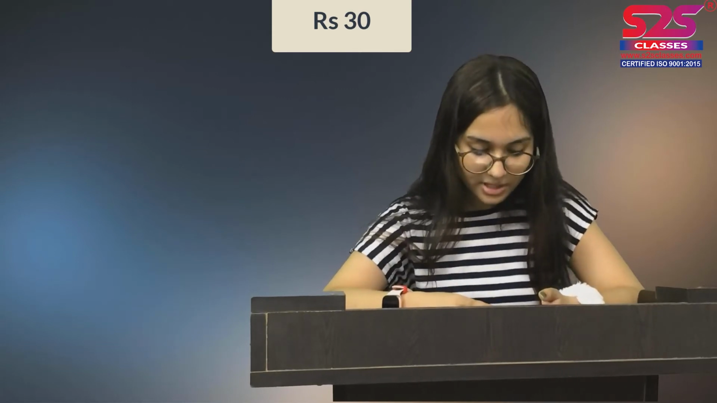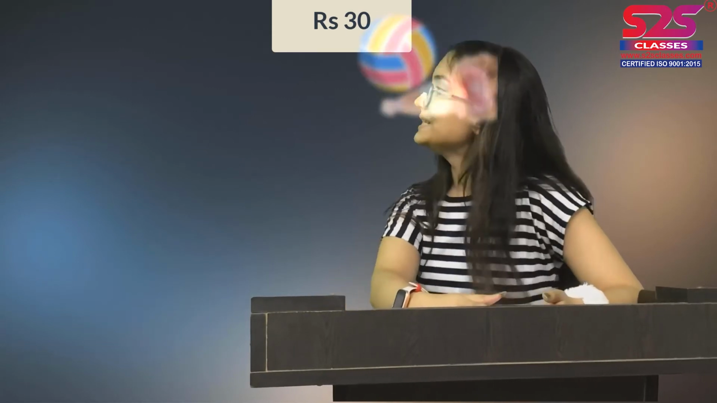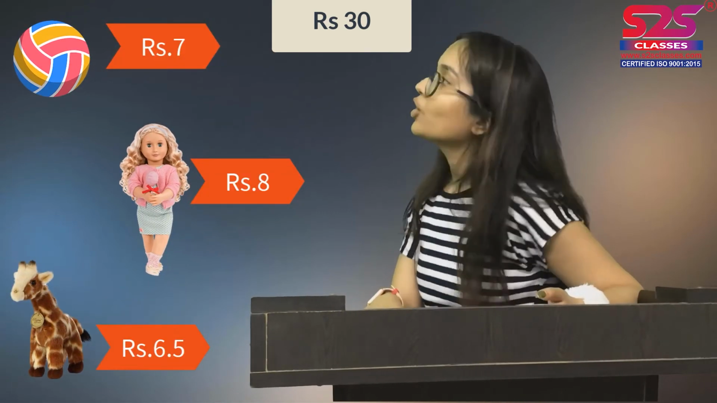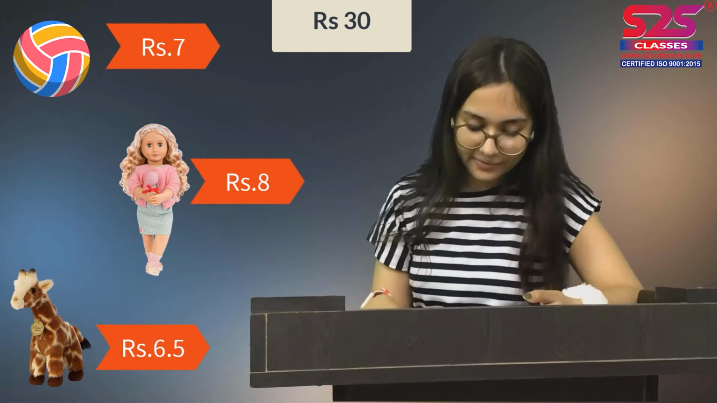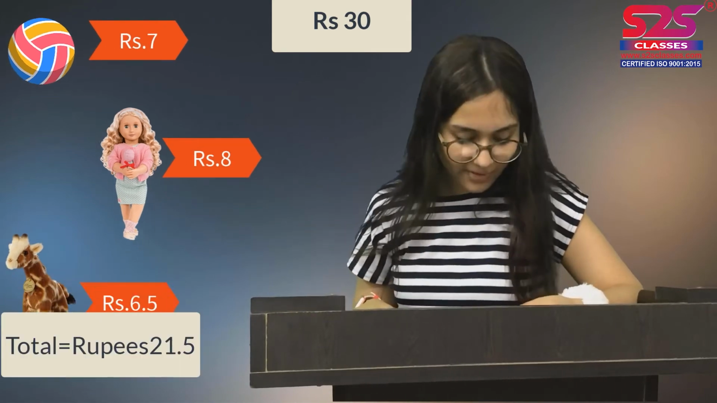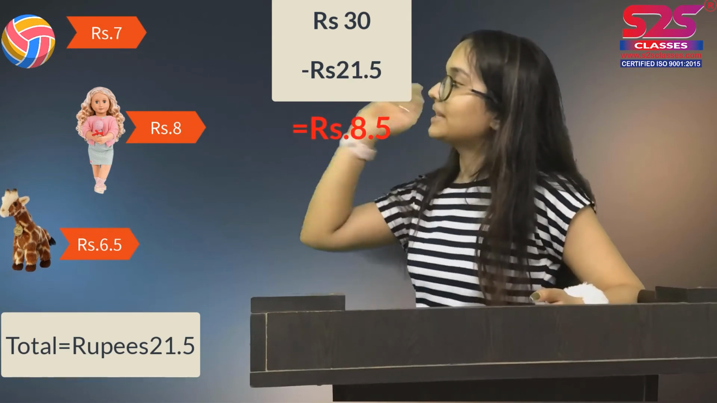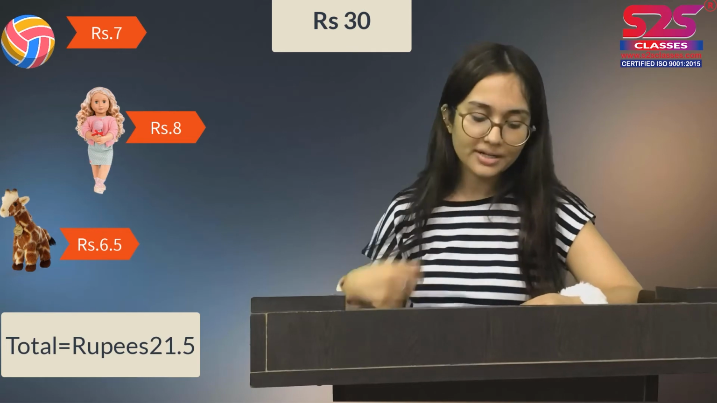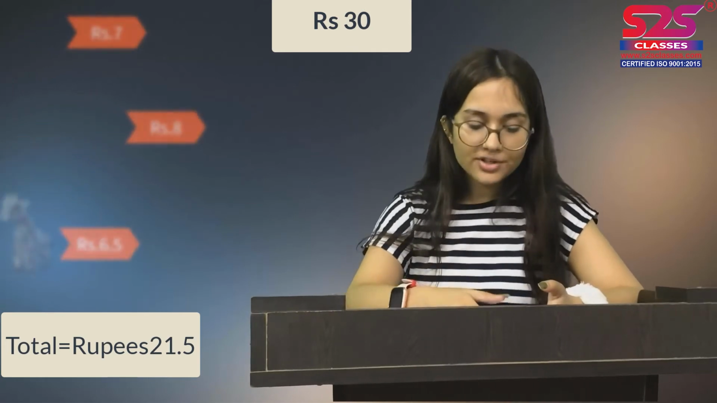Then we have, if you have 30 rupees with you, find out how much money will be left after buying the following items. So one ball is equal to rupees 7, one doll is equal to rupees 8, and one toy giraffe is rupees 6.5. When we talk about the total amount, it's rupees 21.5. Thus the money left will be 30 minus 21.5, which will give you 8.5. You need to do the further questions on your own to clear your concepts.